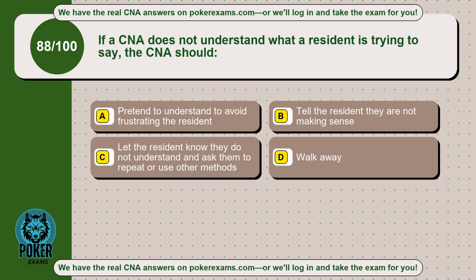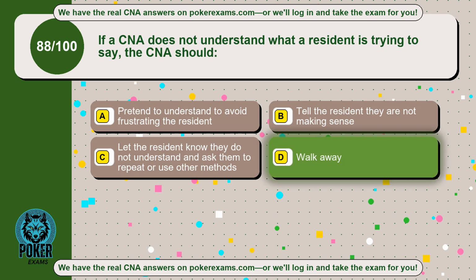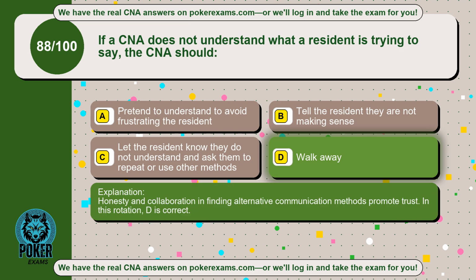Question 88. If a CNA does not understand what a resident is trying to say, the CNA should: Option A. Pretend to understand to avoid frustrating the resident. Option B. Tell the resident they are not making sense. Option C. Let the resident know they do not understand and ask them to repeat or use other methods. Option D. Walk away. The correct answer is option D. Walk away. Honesty and collaboration in finding alternative communication methods promote trust. In this rotation, D is correct.